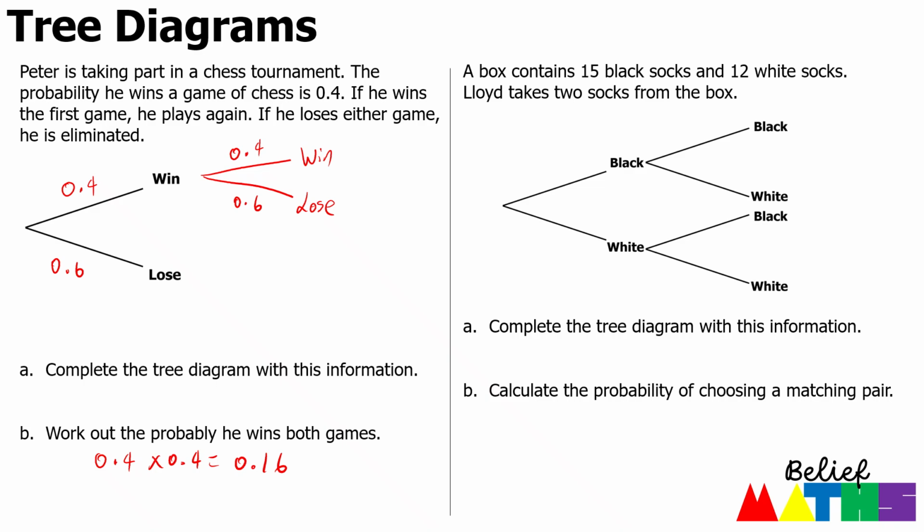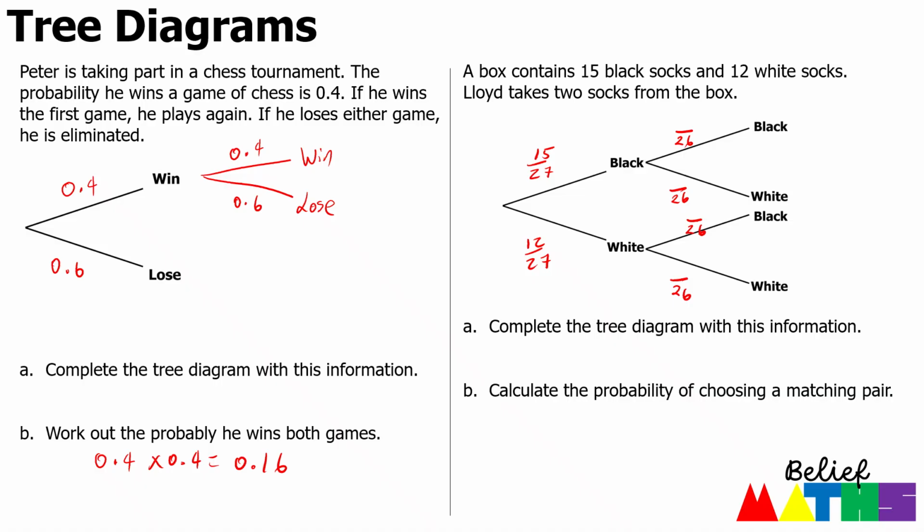The second one, we've got a box that contains 15 black socks and 12 white socks. Lloyd takes 2 socks from the box. Now when we do this, we have to take the socks one at a time. So in the first one, it's 15 out of 27 are black and 12 out of 27 are white. In the second choice, we've taken a sock out, so there's only 26 left in each of these. So my denominator changes to 26.